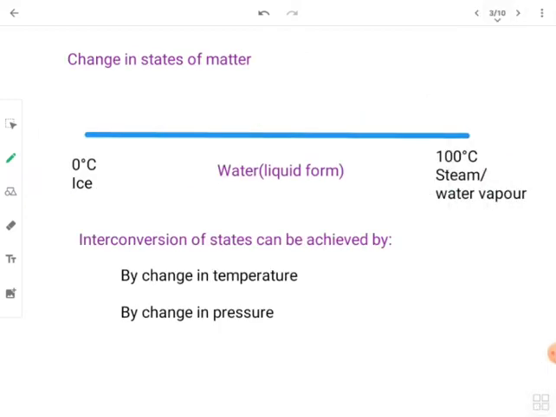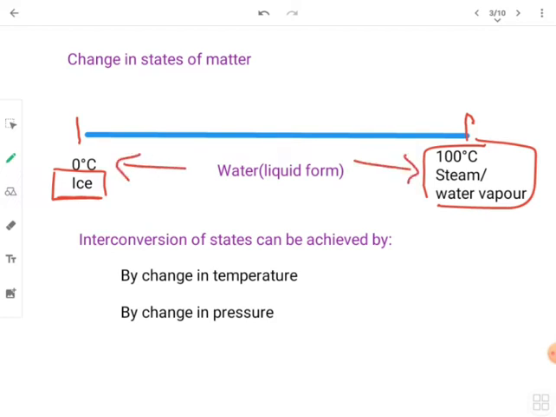Now let us study about the change in the states of matter. We know that there are the three states, solid, liquid and gas. Can we change them or not? Now here I have shown you one line on which I have shown the temperature at 0 degree Celsius, at 100 degrees Celsius and in between. Now I have discussed the case of water over here. We know that at 0 degrees water exists in the form of ice. Similarly, at 100 degrees Celsius, it exists in the form of steam or water vapor. Any temperature in between, water is present in the normal liquid form that you see.